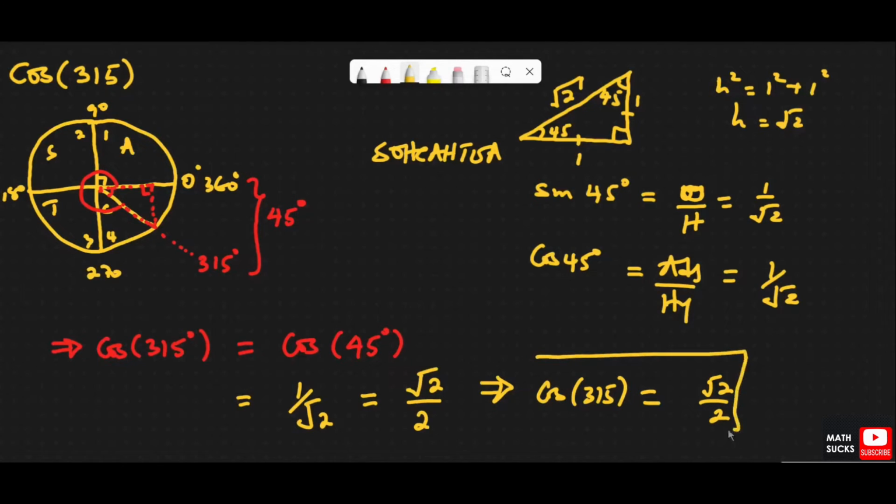And so we have not used any calculators anywhere, but rather some of the basics of trigonometry.